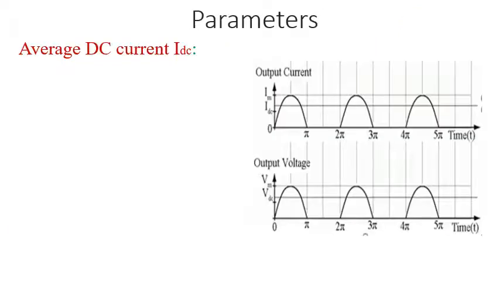Let us study some of the parameters associated with the output of the half-wave rectifier. You can observe the half-wave rectifier output current and output voltage waveforms shown in the diagram. This represents output current and this is output voltage. I can write this as the maximum current is Im.